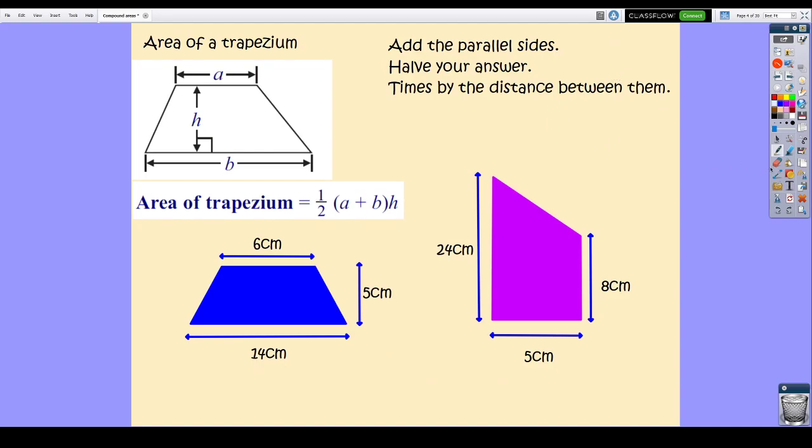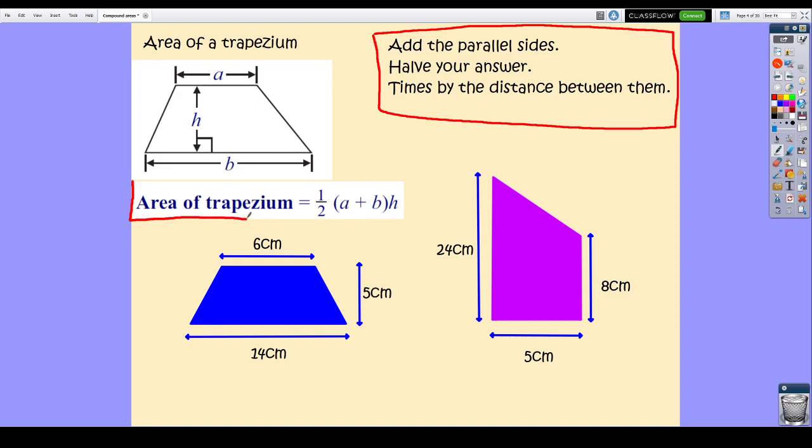Now the area of a trapezium is given in a worded form that I've got in the red box here, and you can also have it in a formula way of writing it with letters, which helps you by using the diagram just above it. Let's have a look at the 2 methods we've got though.